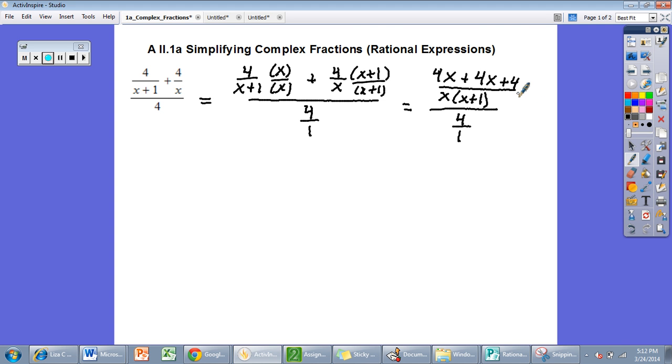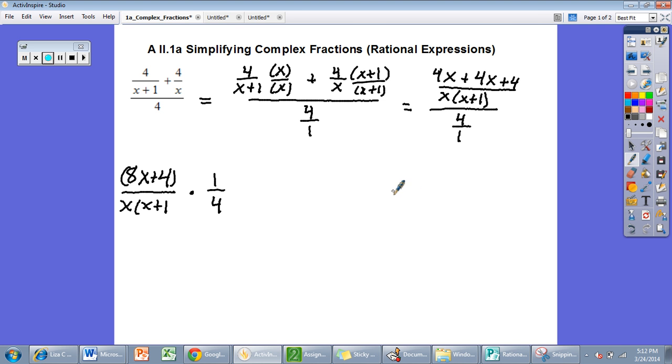So now we have one fraction on top of one fraction, so we're ready to flip or multiply by the reciprocal. So we have 4x plus 4x, which we should go ahead and just combine our like terms and leave that as 8x plus 4 over x times x plus 1. And we're going to multiply by the reciprocal, so we're going to multiply that by 1 over 4. Because we went ahead and flipped what was here on the bottom.